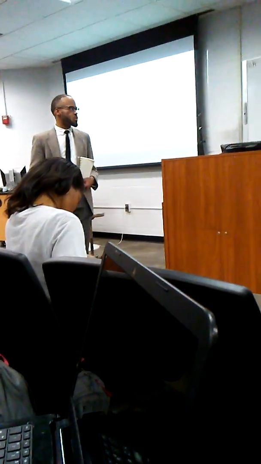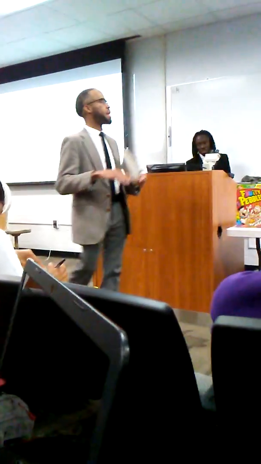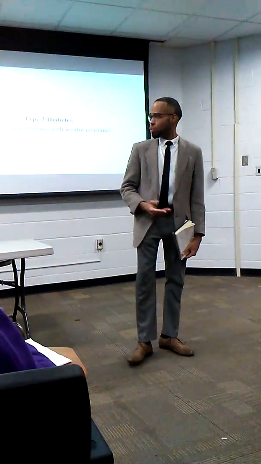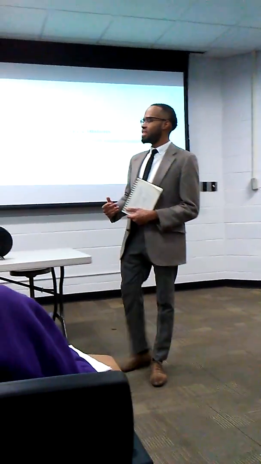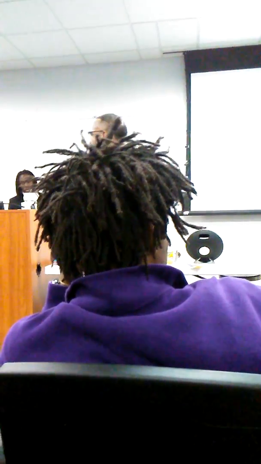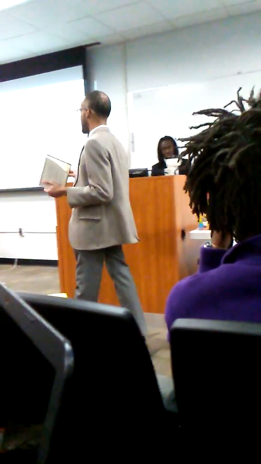The common types of diabetes. Okay, we have pre-diabetes. The blood glucose level is above normal, but not high enough for diabetes. Type 1 diabetes: the body no longer produces insulin, or does not produce sufficient insulin. Type 2: a condition that begins with insulin resistance. That is more common with people who are older, over the age of, let's say, 40. But it does affect everyone.